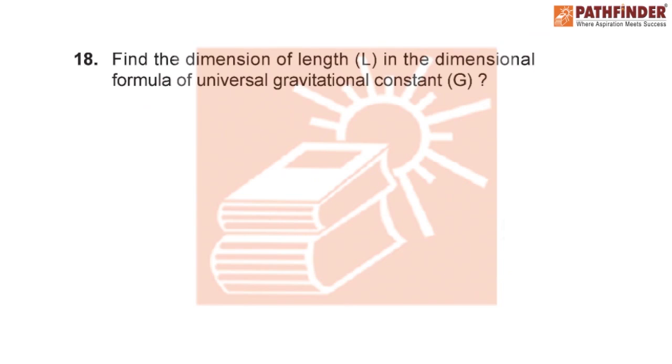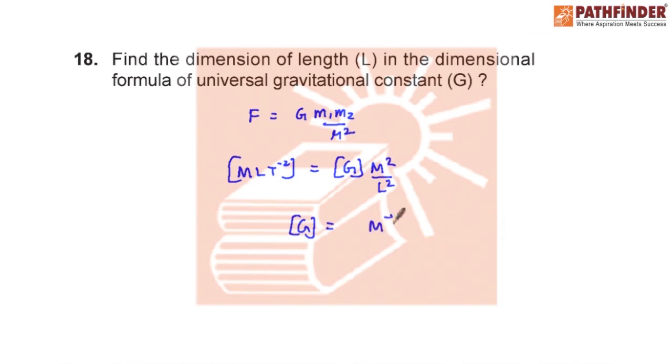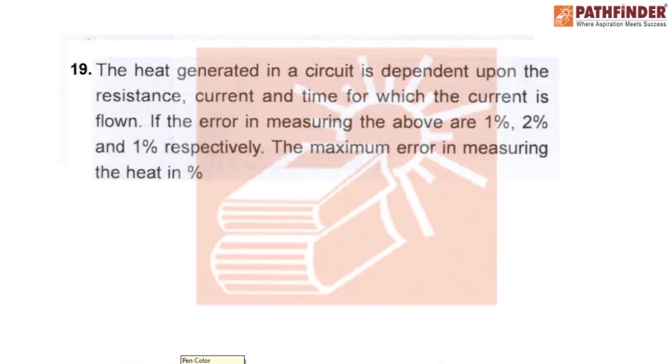Find the dimension of L in the dimensional formula of universal gravitational constant. So if we find the dimension of universal gravitational constant G from G m1 m2 by r square, we get the dimension of G as M to the power minus 1, L to the power 3, T to the power minus 2. So the dimension of L is 3. For this particular question, 3 is the correct answer. Let us move to question number 19.